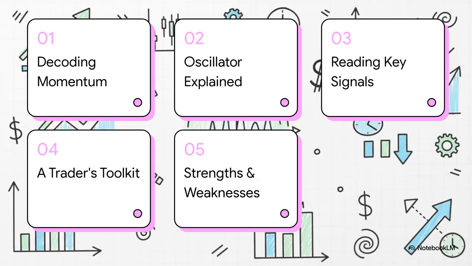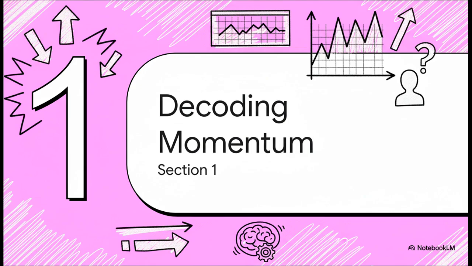So here's a quick look at what we're going to cover. First, we'll tackle the whole idea of market momentum. Then we'll break down exactly what this oscillator is and how it works. After that, we'll get into the fun part, reading its signals. I'll give you a practical trader's toolkit for using it, and we'll wrap up with an honest look at its pros and cons. All right, let's jump right into Section 1, Decoding Market Momentum.